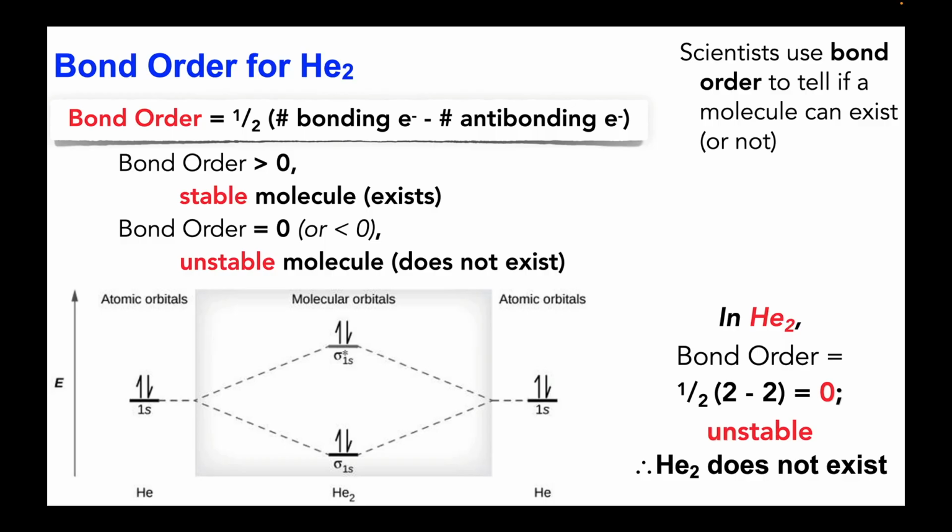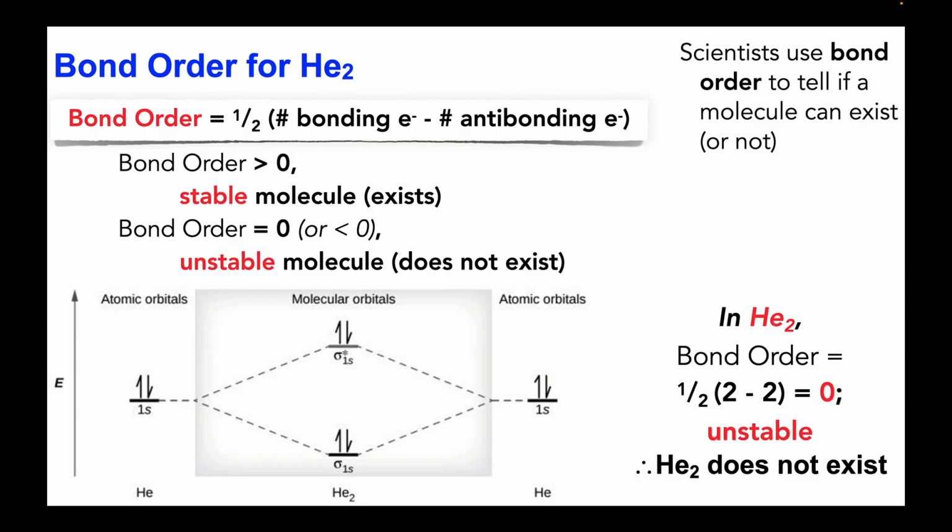So in dihelium, bond order equals 1/2 (bonding minus anti-bonding). In this case, that's 1/2 (2 minus 2), 1/2 of 0 equals 0. That's unstable, and we would not predict the dihelium molecule to exist. And I don't believe that dihelium has ever been made.